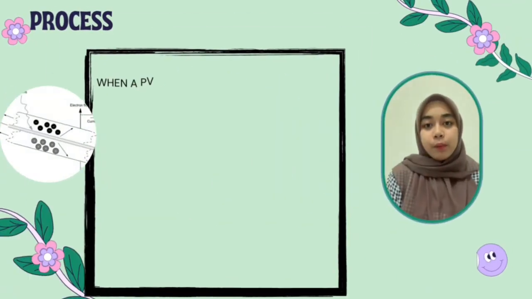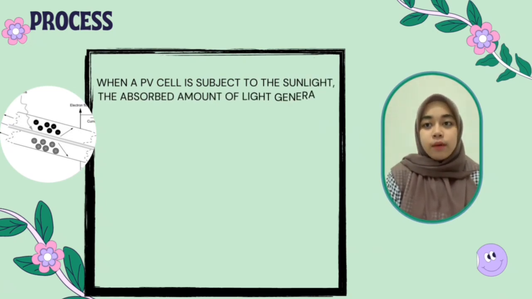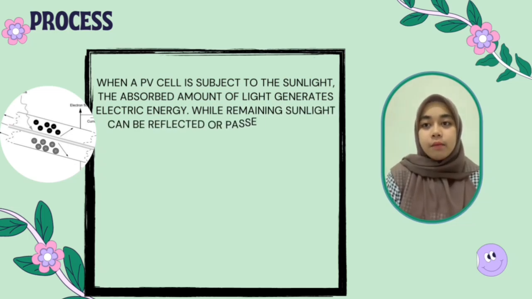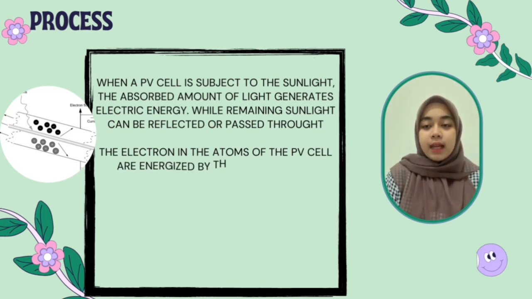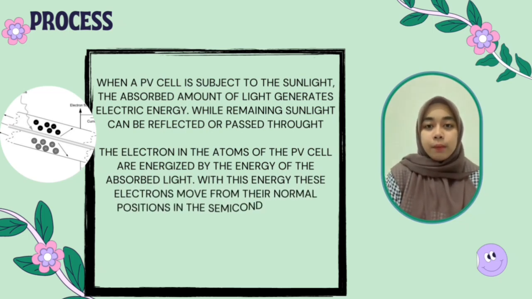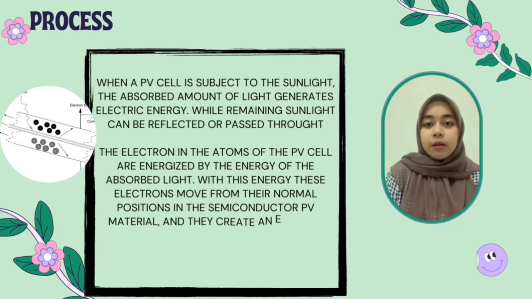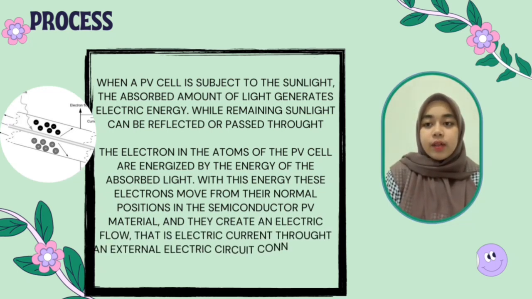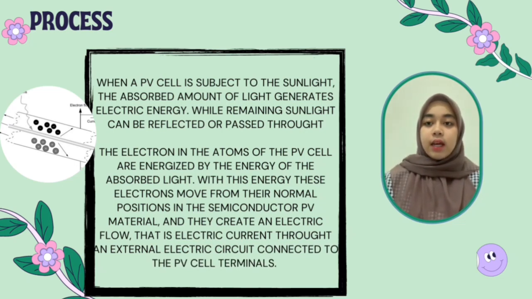For the process, we have three steps. Number one, when a PV cell is subject to sunlight, it absorbs an amount of light to generate electric energy, while the remaining sunlight can be reflected or pass through. Number two, the electrons in the atoms of the PV cell are energized by the energy of the absorbed light. With this energy, the electrons move from their normal position in the semiconductor PV material. Last one, they create an electric flow, that is electric current, to an external electric circuit connected to the PV cell terminal.